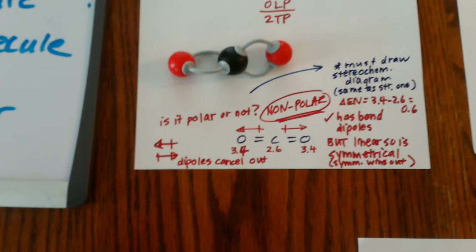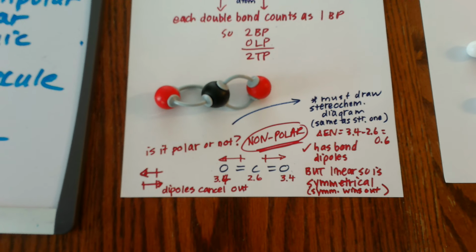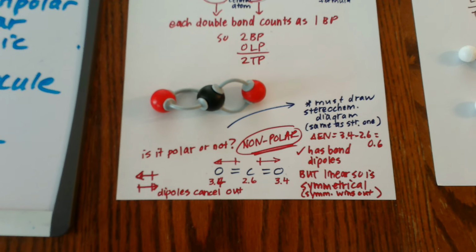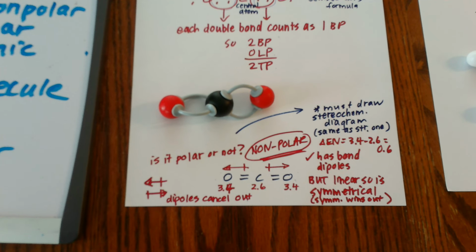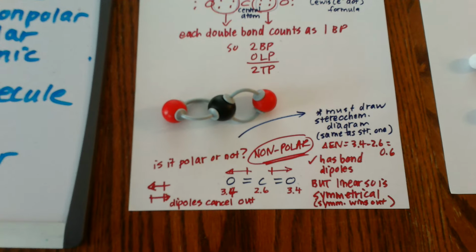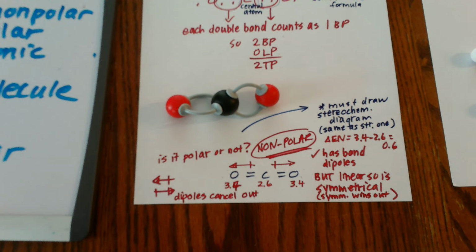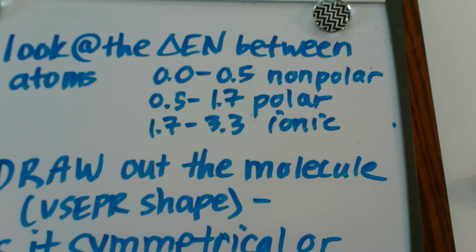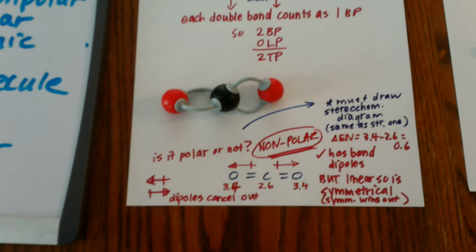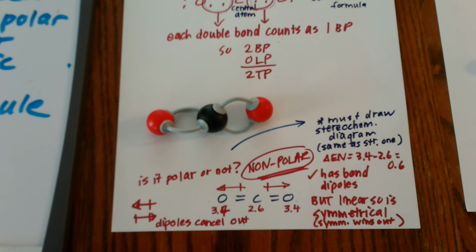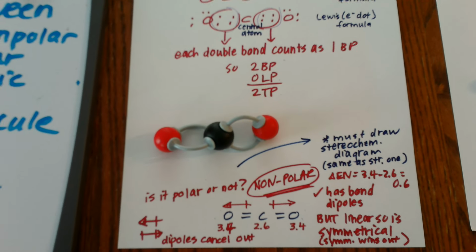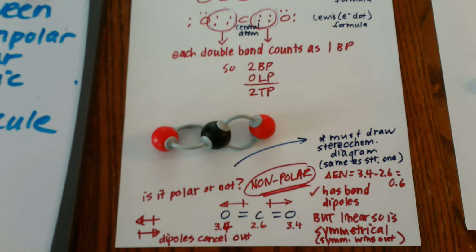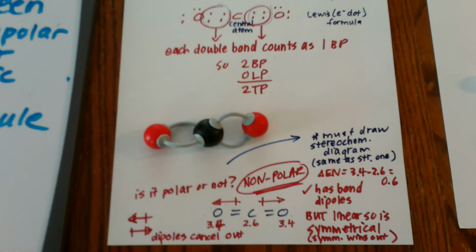So how do we decide, is it polar or not? Draw it out. Then you look at the electronegativity difference between atoms, and you see that between each carbon and oxygen is a difference of 0.6. So that puts us into the polar range, 0.5 to 1.7. But here's the deal. Even though it has bond dipoles, it is a symmetrical molecule. The dipoles cancel out, and so this means that the molecule is non-polar.